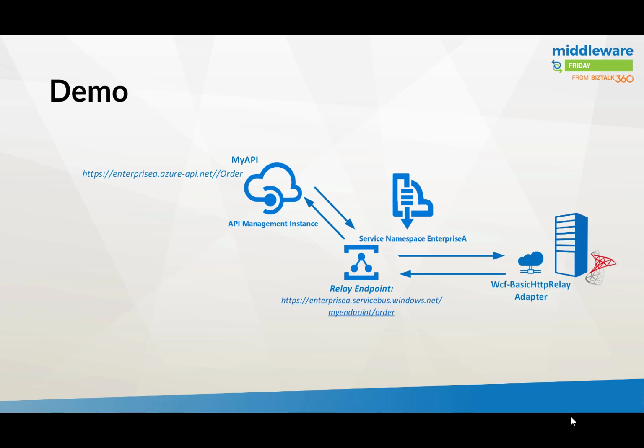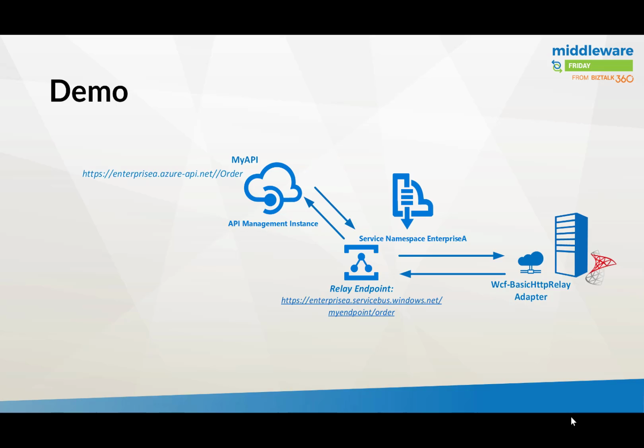And it's depicted like this. On the right hand side, you see BizTalk, where I've set up a WCF basic HTTP relay adapter. So I put an address in to spin up that address and have that registered in the Service Bus. That's a relay endpoint as depicted here. And in front of that relay endpoint, I want to leverage API management for some of the security.